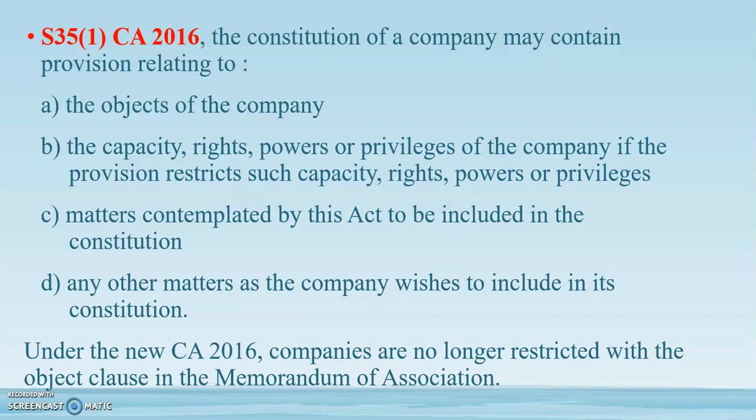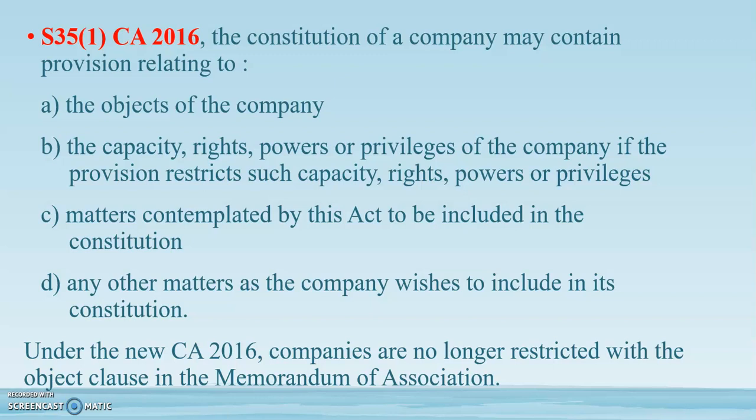So basically, under the new Companies Act 2016, companies are no longer restricted by the object clause. Previously, you must put your object clause. What is an object clause? An object clause is a clause which says what type of business you are doing, right? So if you register your company as a furniture manufacturing company, then you should restrict your business to manufacturing furniture. If you go beyond the object clause, basically you are ultra vires your particular power. So that will be under the doctrine of ultra vires.